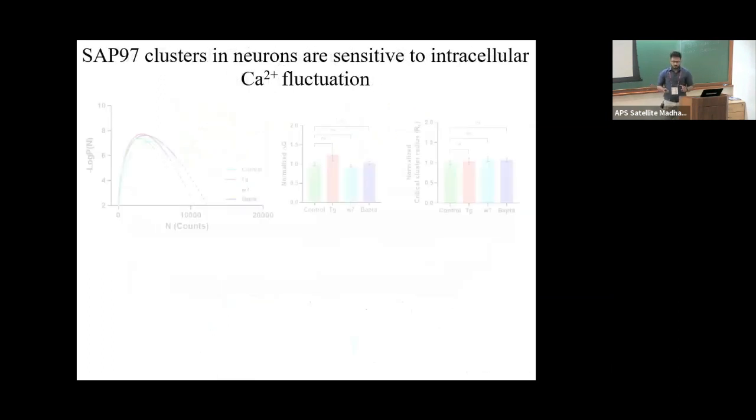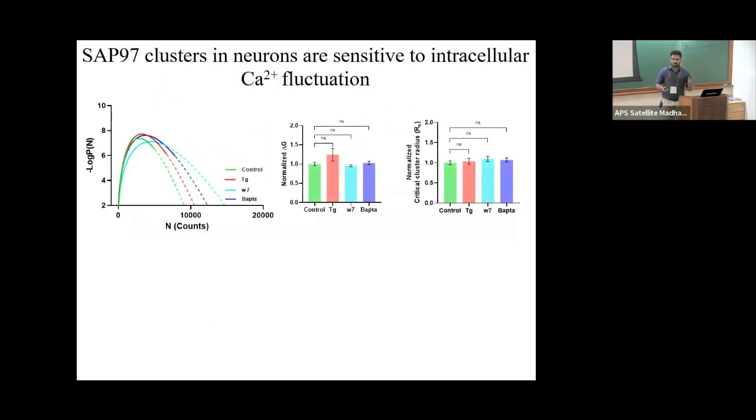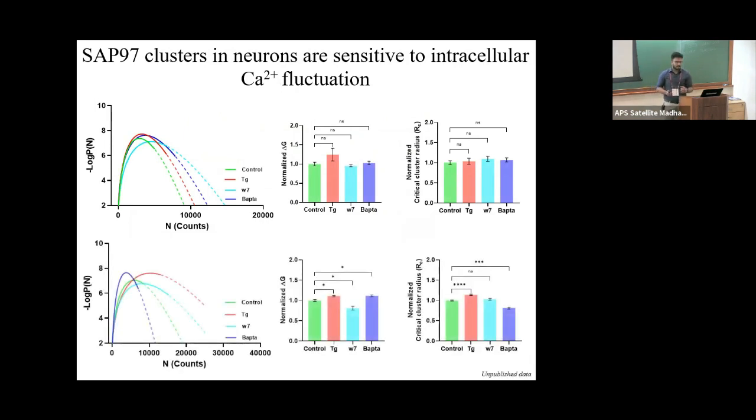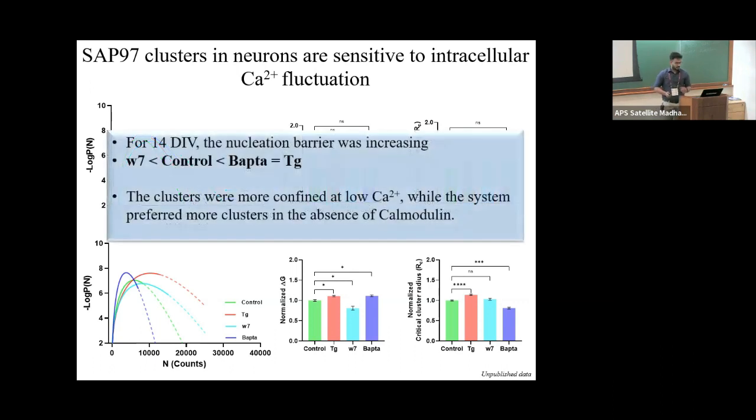We looked at the neurons. In earlier neurons, there was no effect with calcium perturbation. In matured neurons, we could see that when calmodulin was inhibited, there was more recruitment of molecules, while when the intracellular calcium was chelated, the critical cluster radius was reducing, suggesting that a lesser number of molecules are being recruited towards the SAP97 clusters. So this shows that there is a time-dependent change as well as an isoform-dependent variation in SAP97, both in Neuro2 cells as well as in neurons.